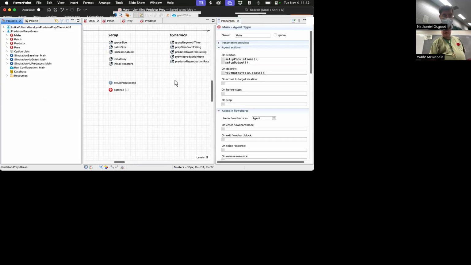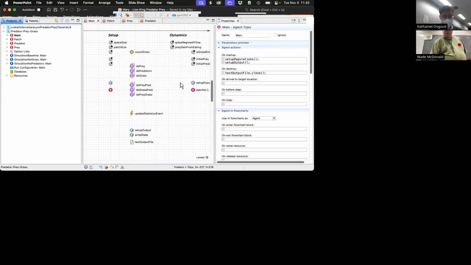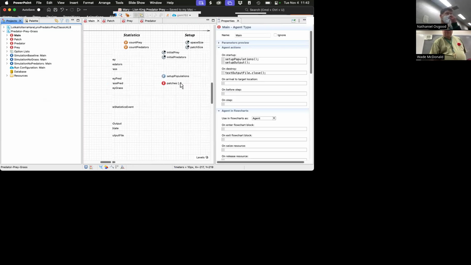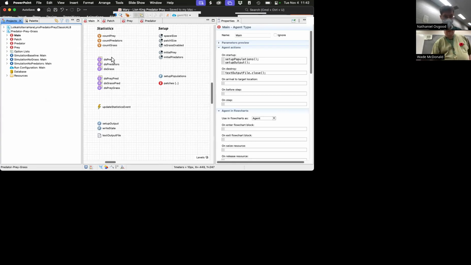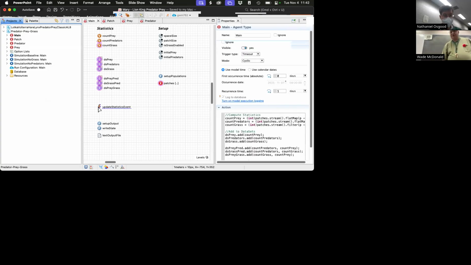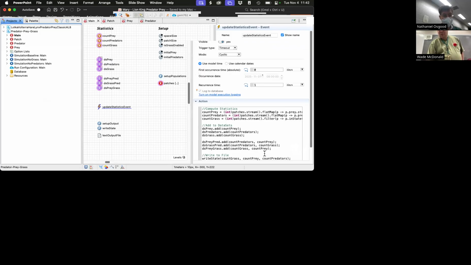I want to go back to main and we'll look at a couple other things. So we had mentioned observer processes in agent-based models, or any model, in fact. And I've set up a basic example of that in this model. So we have some statistics, and this is an event object in AnyLogic. So we can put code in this code block, and we can tell it to go off at a certain time in the model execution. So this is by a timeout, and it's cyclic, so it happens over and over again.